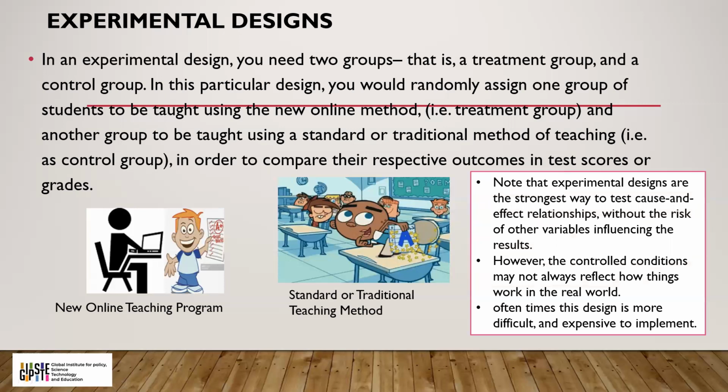Note that experimental designs are the strongest way to test cause and effect relationships without risk of other variables influencing results. However, the controlled conditions may not always reflect how things work in the real world. Oftentimes, the design is more difficult and expensive to implement because you always need two separate groups to experiment on, to see if the new intervention has any effect or impact on the study outcome.